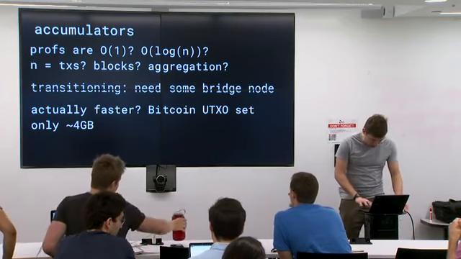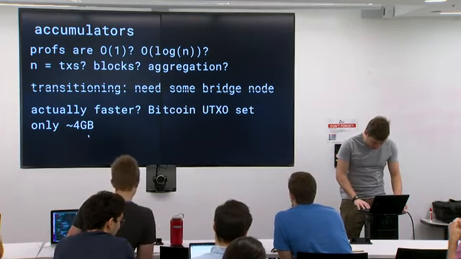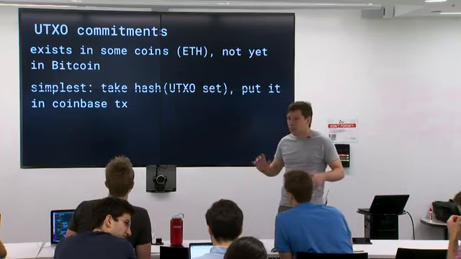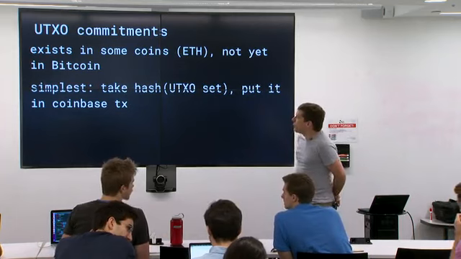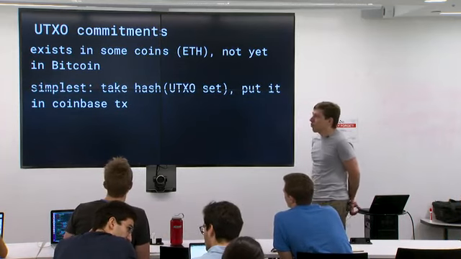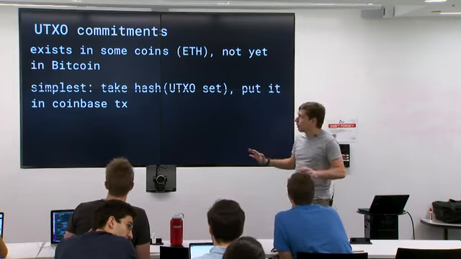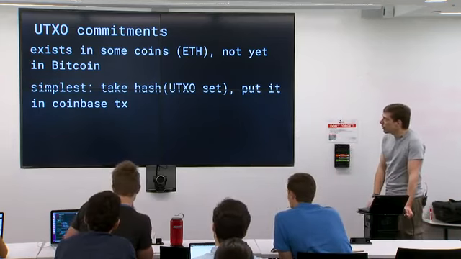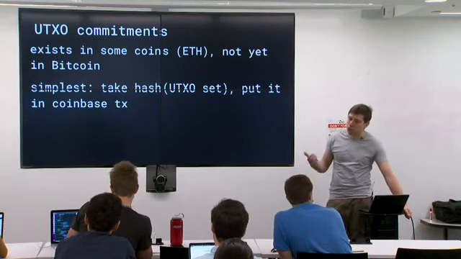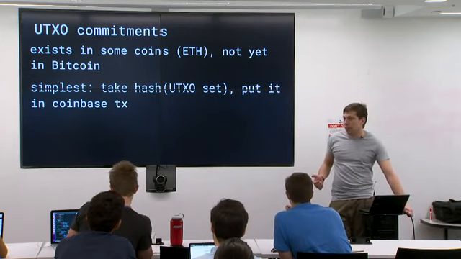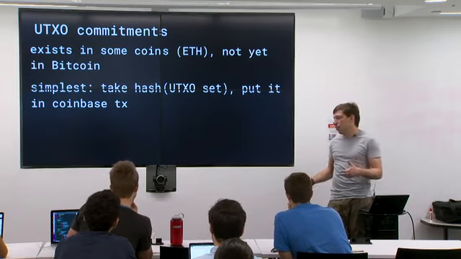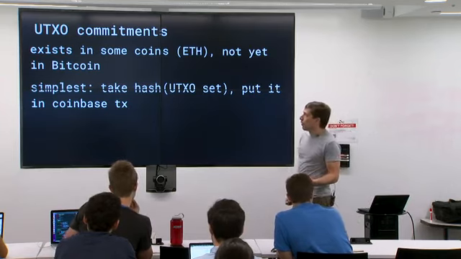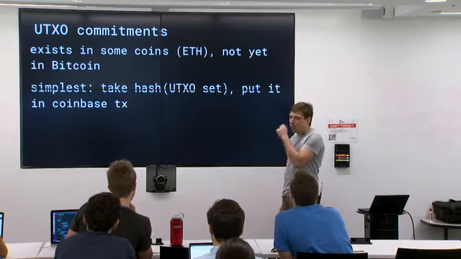Okay, other things I was going to talk about. Well, yeah, so I'll do one last one, and then we can maybe end a little early and talk about projects if you want. UTXO commitments, which is somewhat in the same region as accumulators, a little bit different idea. And this exists in some coins, like in Ethereum. Joe Bonneau was saying that you basically have a tree of all the different contracts that exist, all the different addresses in Ethereum. And the root of that tree appears in every block header.